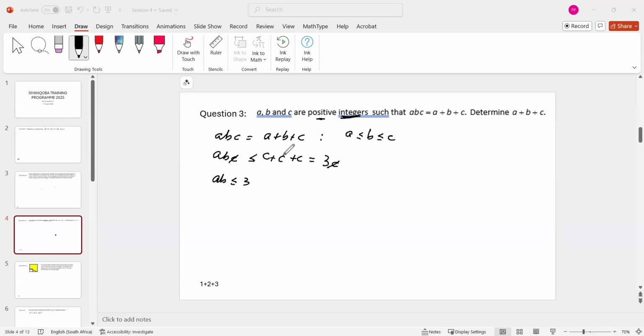Now that really brings it down because these are positive integers which are less than or equal to 3. So what are the possibilities? You have that AB is equal to 1, or AB is equal to 2, or AB is equal to 3. Now you've got 2 integers whose product is equal to 1, both positive. It means that A equals B equals 1, right?